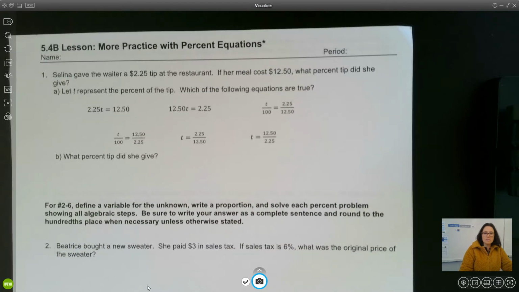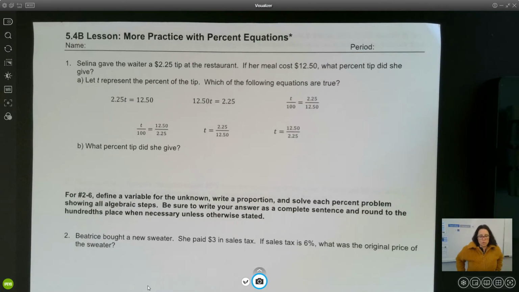Okay, the last lesson of the module. This is just more practice from what we've started in 5.4a. All right, Selena gave the waiter $2.25 tip at the restaurant. If her meal cost $12.50, what percent tip did she give?